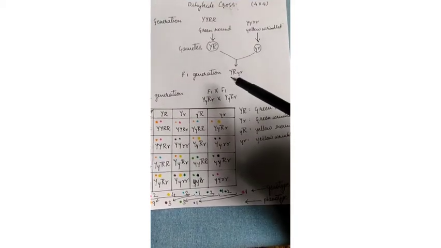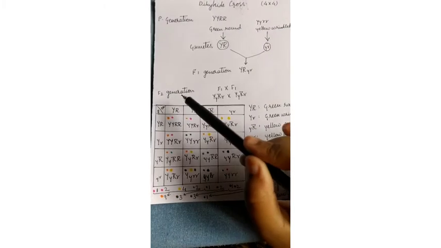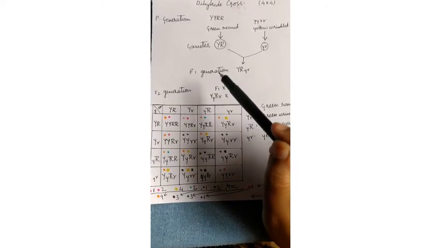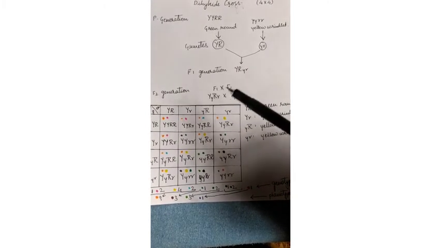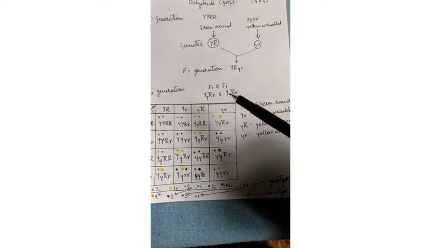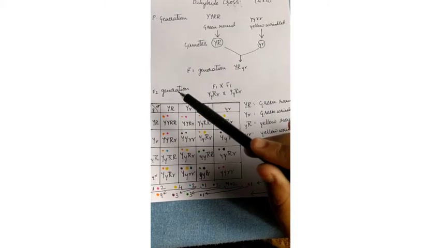When these two gametes are crossed, we get the F1 generation, that is capital Y, small y, capital R, small r. When this F1 generation is crossed, F1 cross F1, capital Y, capital R crossed with capital Y, capital R, we get the F2 generation. Let's consider it in a Punnett square.